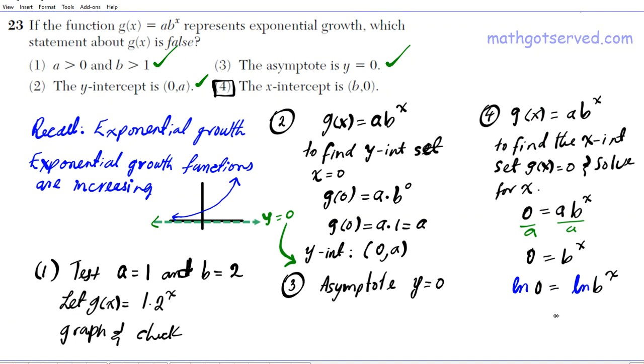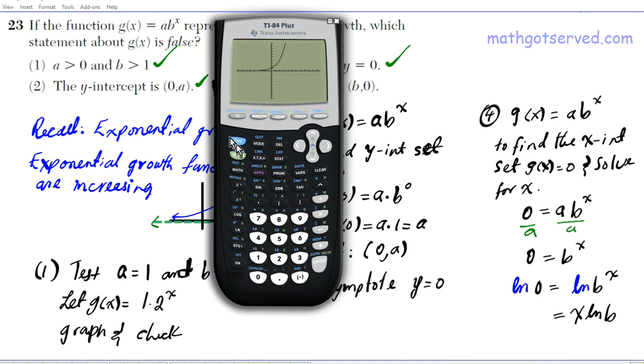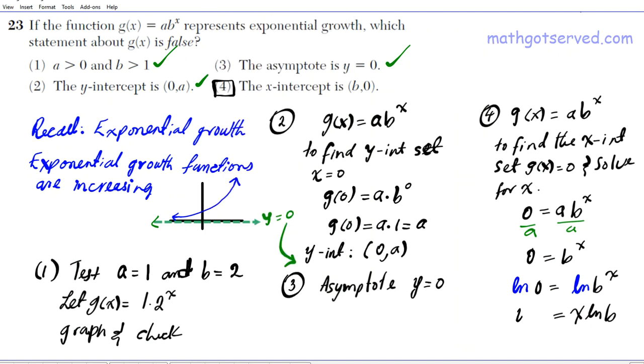Okay, now on the right side, what the natural log helps us to do is power down this variable. So we have x ln b equals natural log of 0. Okay, so what is the natural log of 0? The natural log of 0 is domain error. It's undefined. Okay, so keep that in mind. The natural log of 0 is undefined. So a natural log has a constraint on its domain. You can only take the natural log of values that are greater than 0. Okay, so this is undefined.